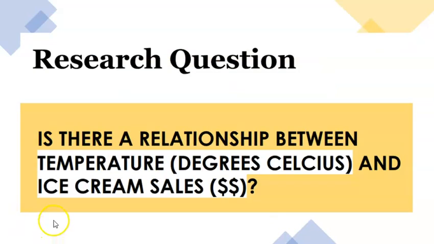Another research question: is there a relationship between the temperature in degrees Celsius and ice cream sales? Both of them are continuous variables. Temperature is a number, including zero, so that is interval ratio. And the ice cream sales, that is ratio, more than zero, with a value in dollars. So in this case, you will proceed with the correlation or regression.